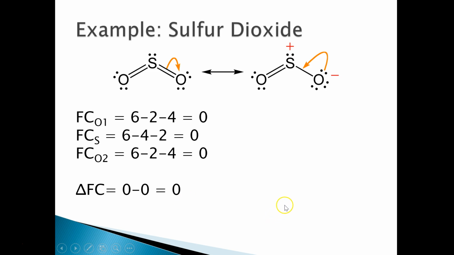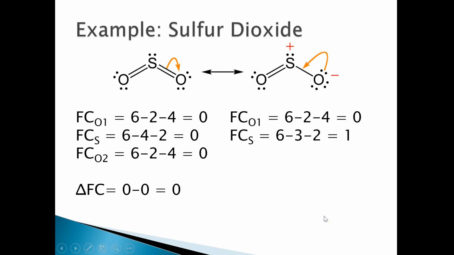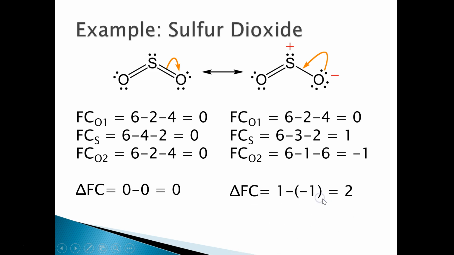Now let's do the same thing for the other structure. The first oxygen is in the same situation bonding-wise as the oxygen in the other Lewis structure, so its formal charge is 0. The formal charge for sulfur in this case is 1, and the formal charge for the second oxygen is minus 1. To calculate the formal charge for this molecule, again, we do the max minus the min. The max is 1 minus the min, which is minus 1, which equals 2. So the first Lewis structure shows a formal charge closer to 0, so it is the preferred structure.